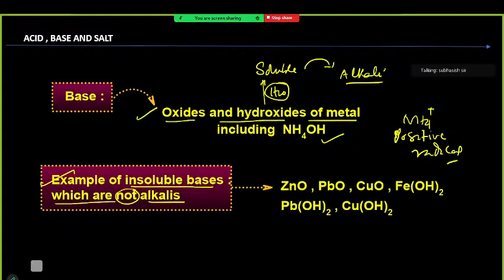So here you see zinc oxide. Zinc oxide is a base, but zinc oxide, when dissolved in water, produces zinc hydroxide, and zinc hydroxide is not soluble in water, it is insoluble in water. That's why zinc oxide should be termed as base but not alkali, only because zinc oxide is insoluble in water. Same thing like lead oxide or copper oxide or ferrous hydroxide, etc. Those are insoluble bases but not alkalis.